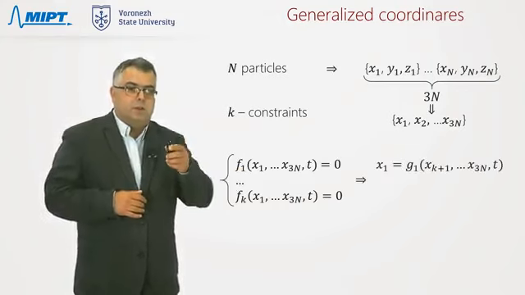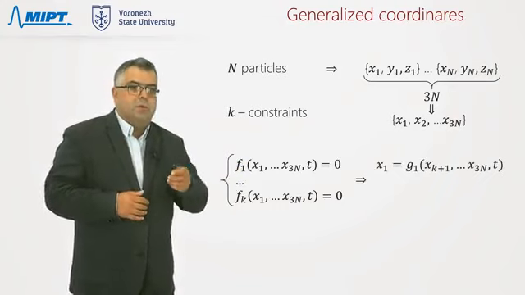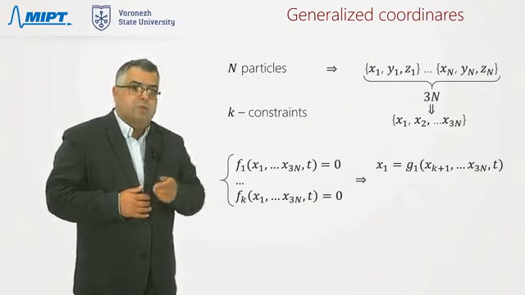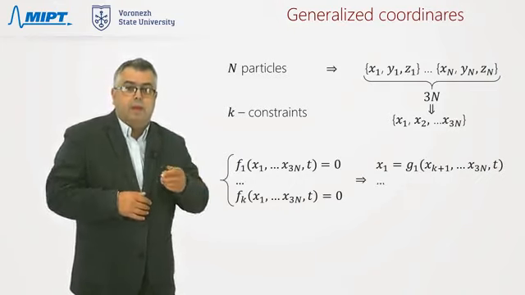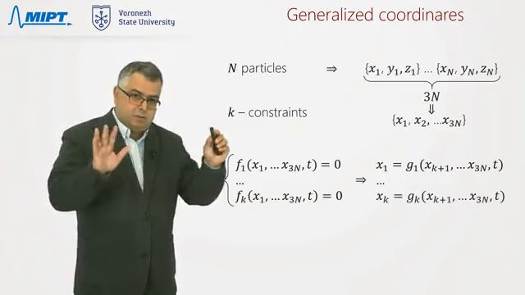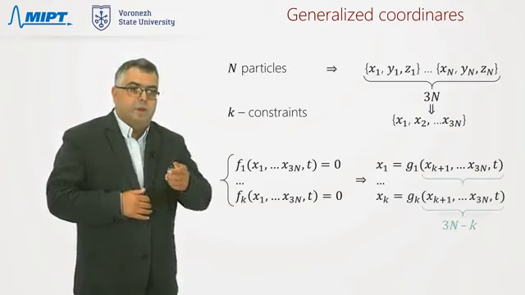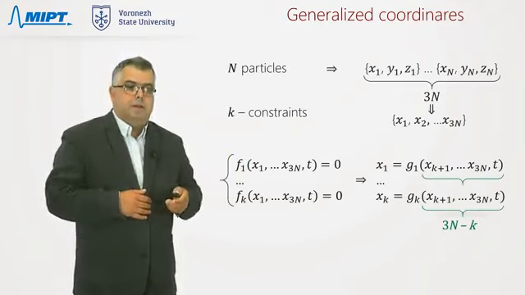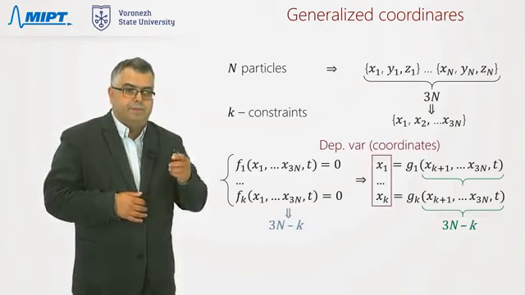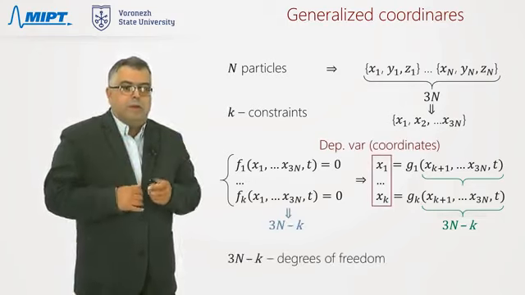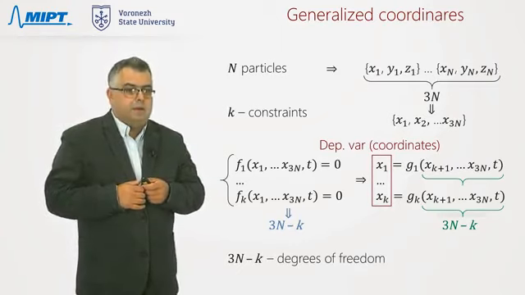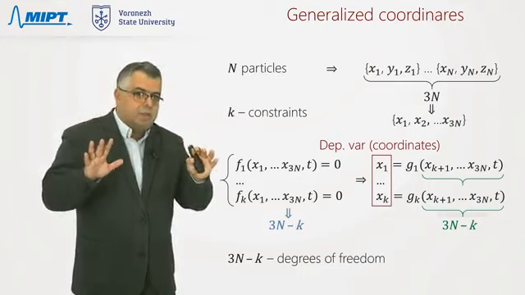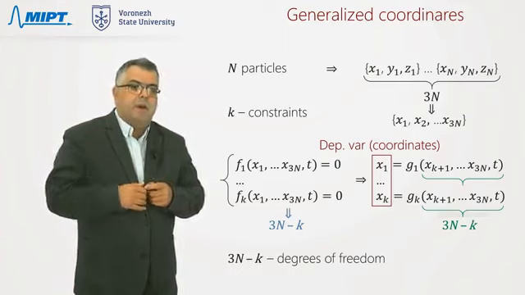In other words, let's say that we express x1 in terms of x_(k+1) up to x_3n, and of course that may depend on time. And up to k coordinates, we can do similar things. So we have k dependent variables and 3n minus k independent variables. If we have 3n minus k independent variables, we can say that our mechanical system has 3n minus k degrees of freedom.